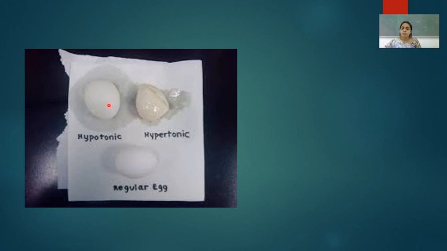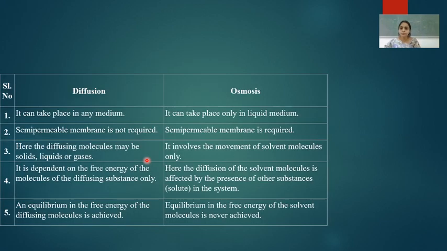So here's an image for you. When you keep it in a hypotonic solution, the egg bulges. When you keep it in a hypertonic solution, it shrinks. And there's a normal egg. You can also do this activity with dried raisins. So do it at your home.